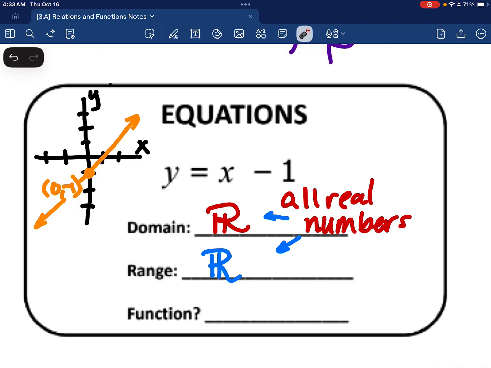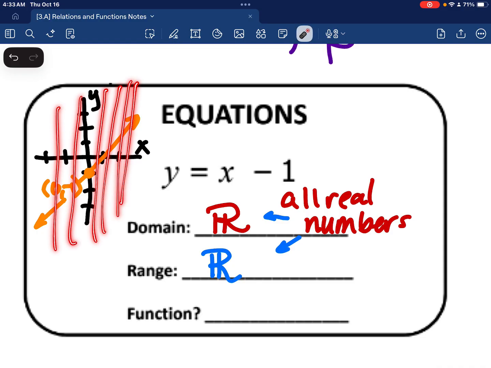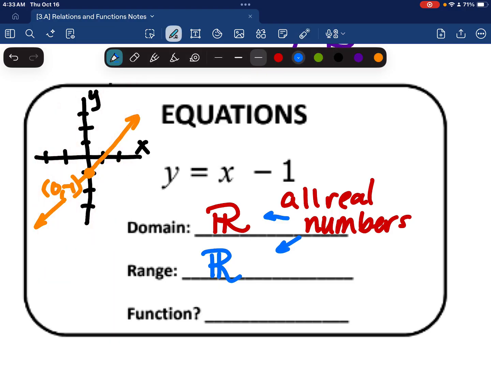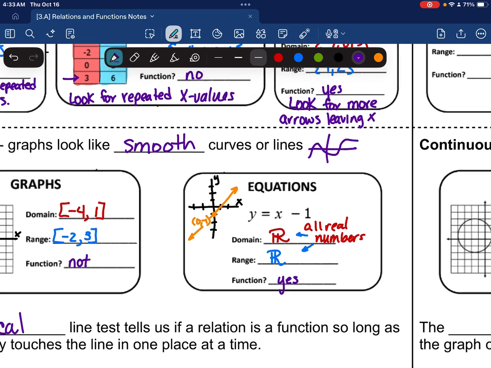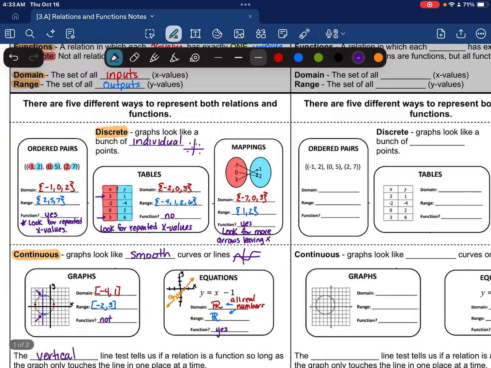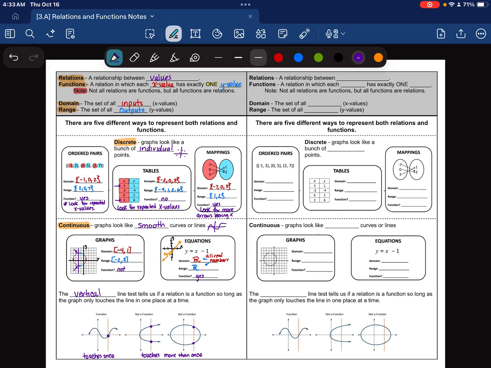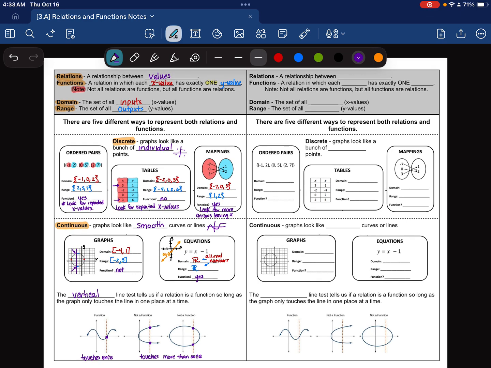But is it a function? So anywhere that I'm drawing a vertical line, do you see how the orange line only touches each vertical line once? So this is a function because it passes the vertical line test. So there we have it, friends. That's how to tell if it's a function or not. Okay, so on equations and graphs, you have to use the vertical line test. For equations, you have to graph it. And then for discrete functions, you just list them off.